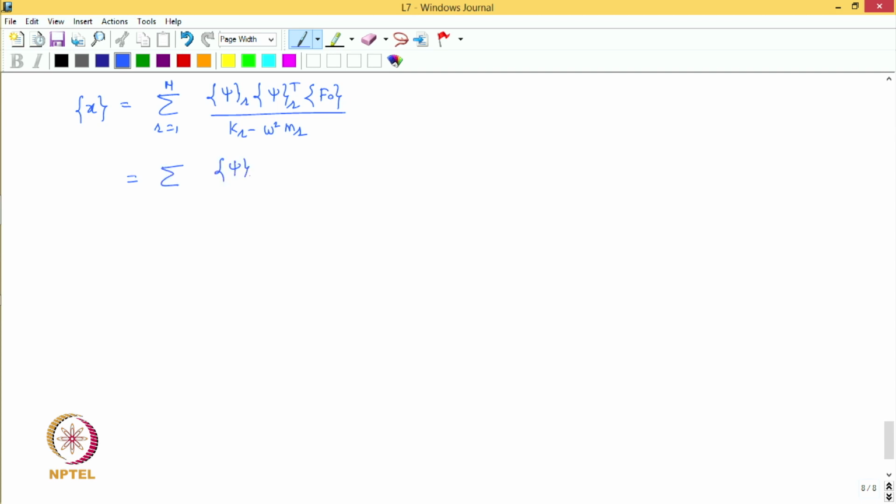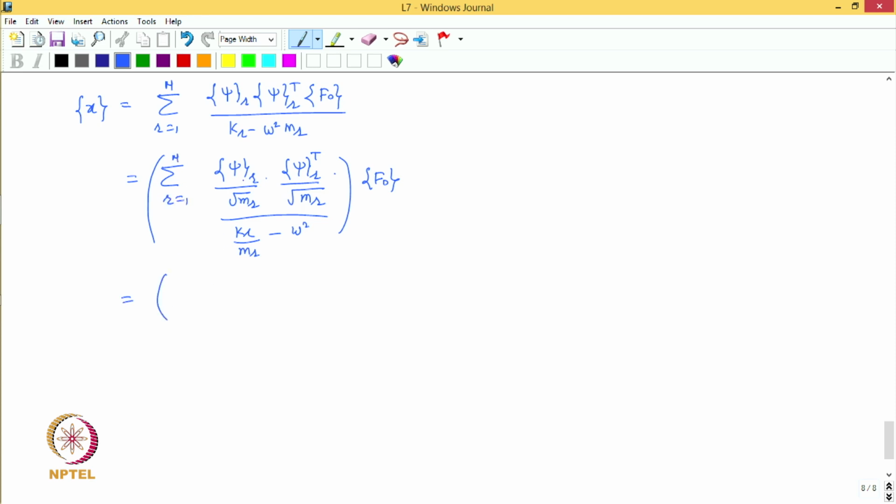Let us write this as m r, square root of m r, square root of m r, okay, and then in the denominator we have K r upon m r minus omega square, and we can take F naught vector outside, because that is anyway a vector of constants, it does not depend on the mode index r, with r varying from 1 to n.